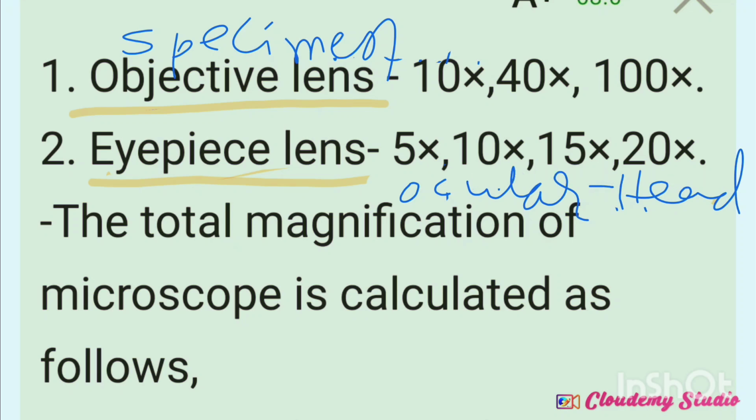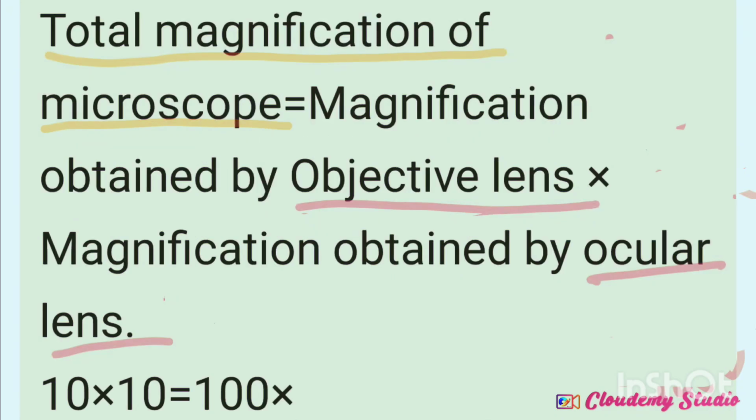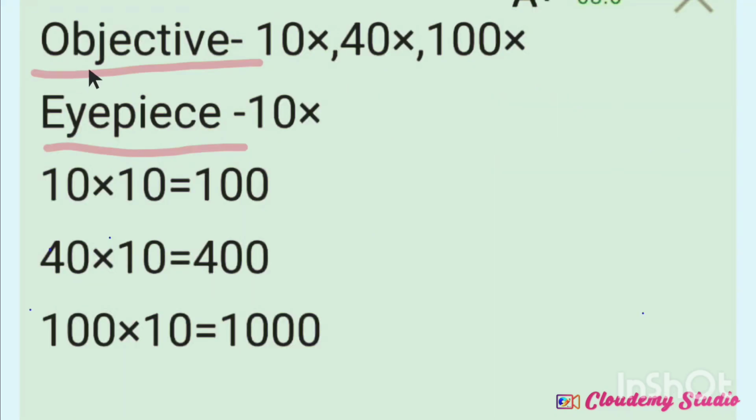Now question arises, how the total magnification of microscope is calculated. Thus, the total magnification of microscope is calculated by the formula magnification obtained by the objective lens multiplied by magnification obtained by the ocular lens. By putting the value of magnifying power of objective lens multiplied by the magnifying power of eyepiece lens, we get the total magnification of the compound microscope.